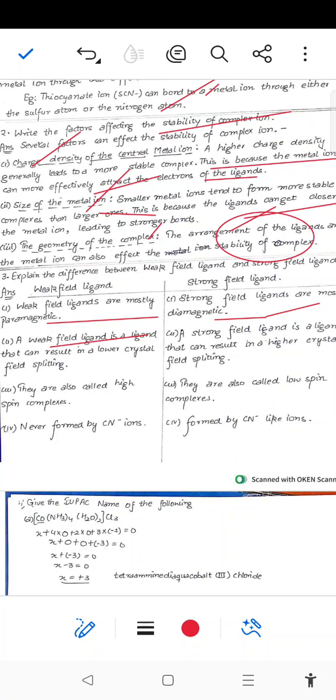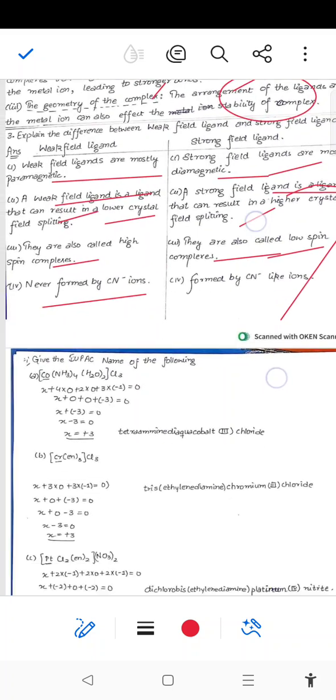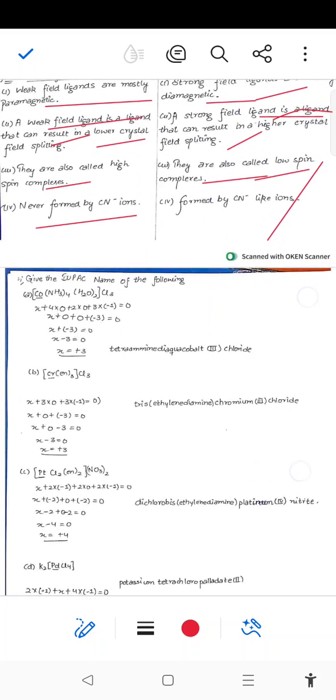Weak field ligand can result in low crystal field splitting. Strong field ligand can result in higher crystal field splitting. They are also called high spin complex, and these are the low spin complex, formed by CN negative ion. This is a strong field ligand formed by the CN negative ion, CO, NO negative ions. Okay. Next, the IUPAC name of the following.